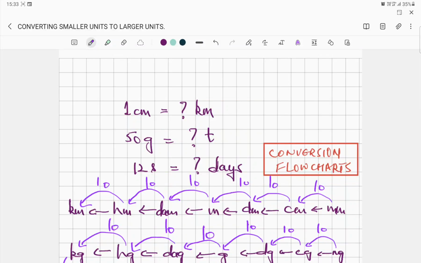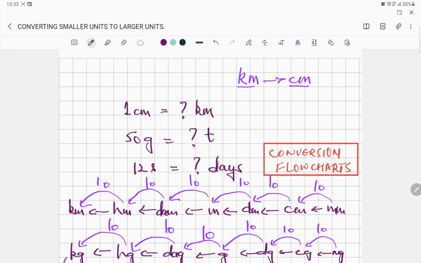In this video, we will learn how to convert a small unit into a large unit. So far in our videos, we've learned how to convert large units into smaller units. For example, we've learned how to convert a kilometer into a centimeter, where the unit kilometer is the larger unit of length and centimeter is the smaller unit of length.